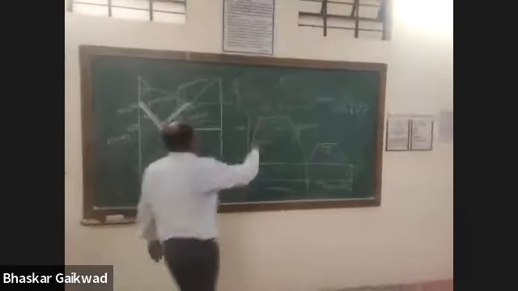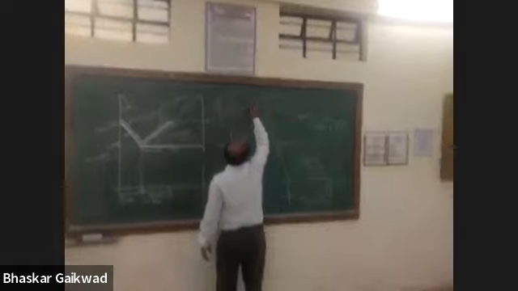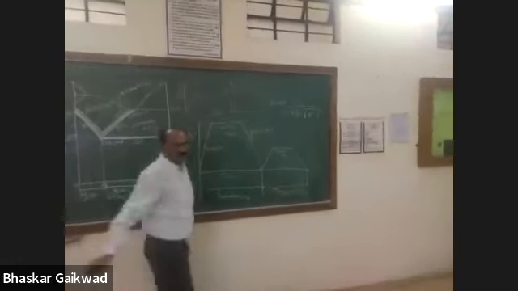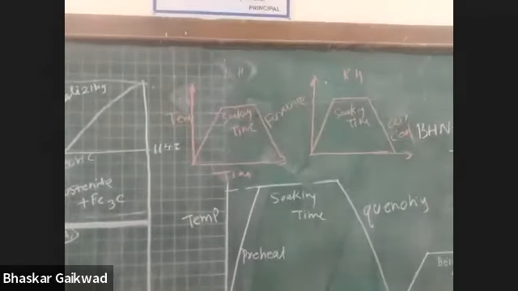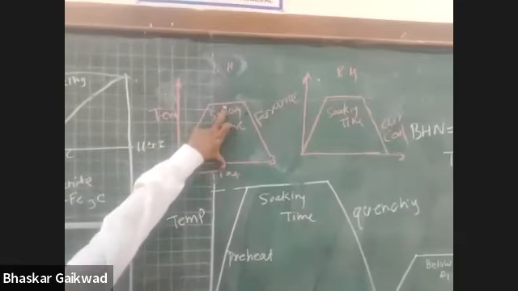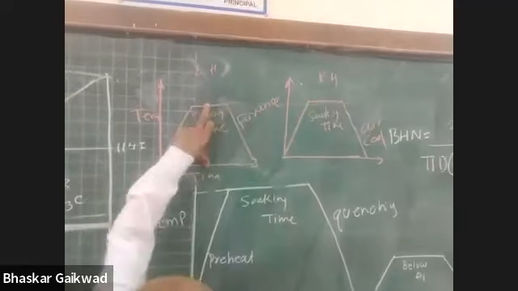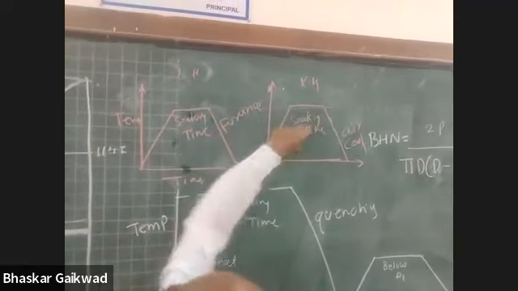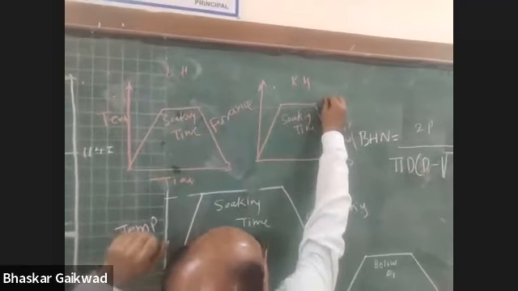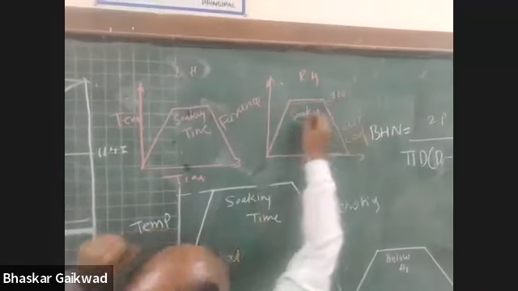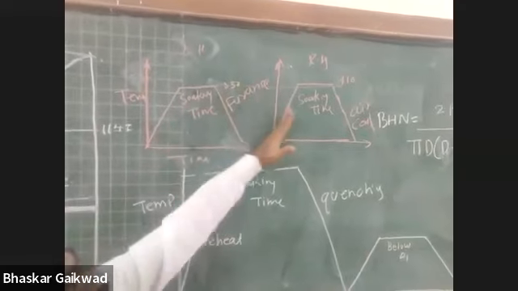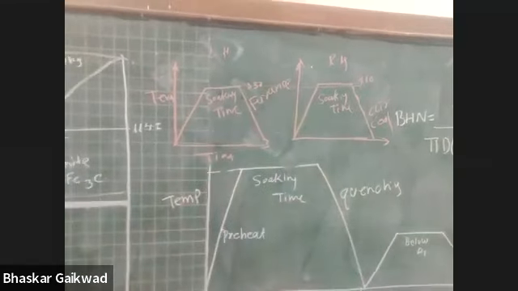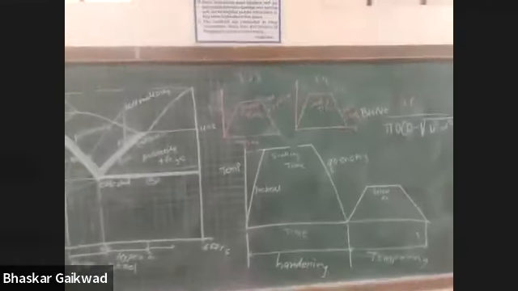Okay. And temperature wise also you can see that this temperature is more than the annealing temperature. Correct, temperature wise. This is bigger, this is smaller than this. Suppose this temperature is around 910, then this should be around 830. So normalizing temperature is always more than annealing temperature.